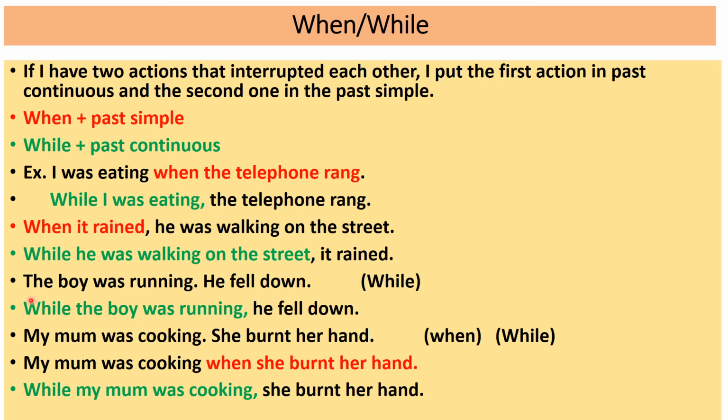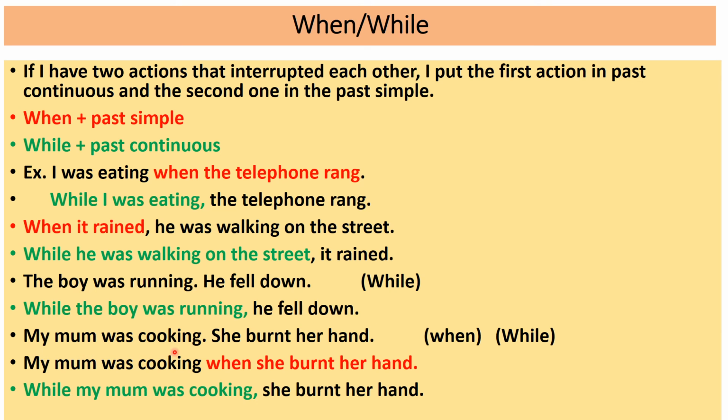Another example. The boy was running. He fell down. So what was the first action? He was running. Use while. So the first action is past continuous after while. While the boy was running, comma, he fell down.